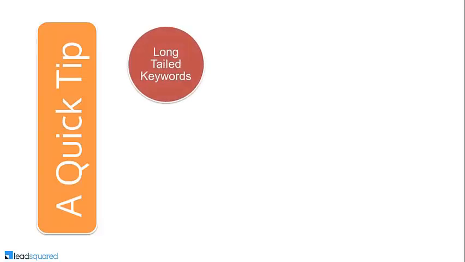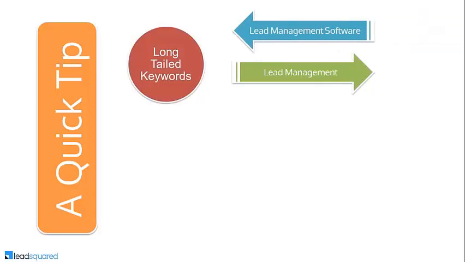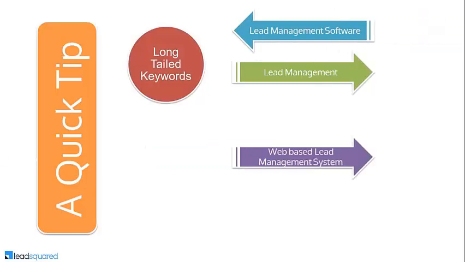For a quick tip, when you look for keywords for your AdWords campaign, make sure they are long-tailed keywords, they are descriptive. For example, if you want to use keywords related to lead management, you can use descriptive keywords such as lead management software or lead management system, or you can use web-based lead management system, or you can even use lead management system free trial. So this describes your offer or the message you want to give more descriptively.